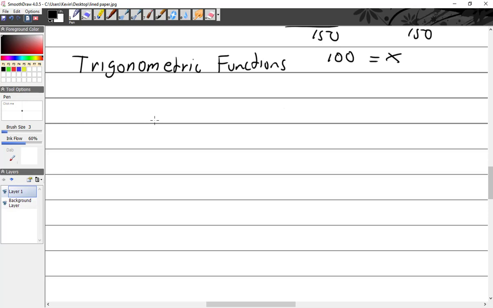The word trigonometry comes from the Greek trigonon, which means 3 angles, and metron, which means measure. So, hey, there you go. All right, so let's see.